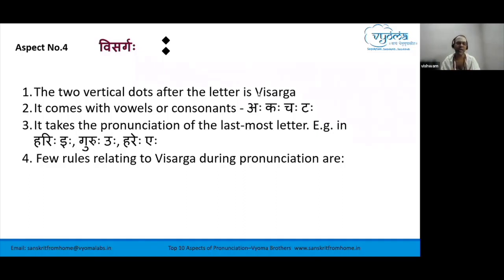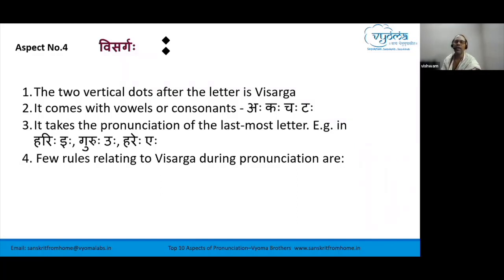Okay, super. So aha, kaha, chaha, taha. These are some of the examples. Now the question, a very important question. When we have a word like this, hari and two dots, should we say it as hari ha or hari hi? Sir, the second is right. Second one. Harihi.